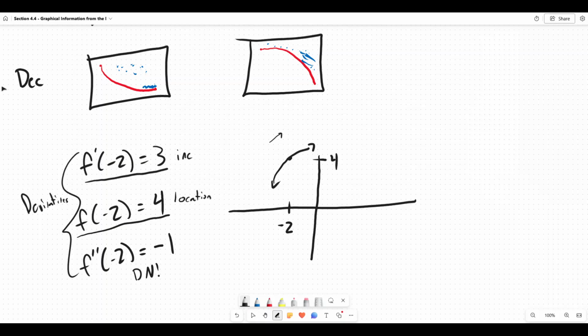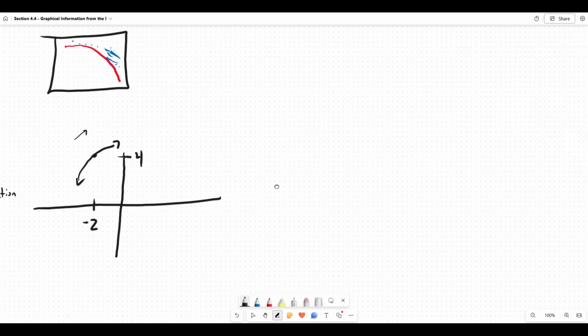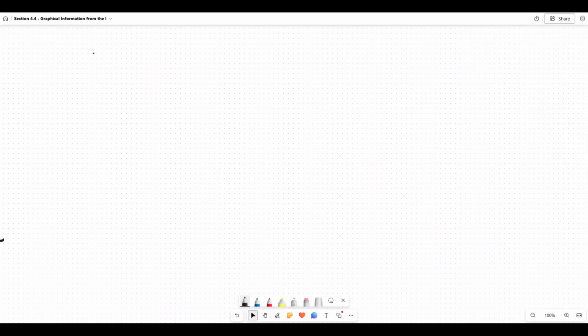What's the relationship between a function's derivative and its graph? Okay, so I'm going to take this one from your textbook. A question like this, I need to be very clear, a question like this will appear on the final, so I want to make sure that you're prepared for it.